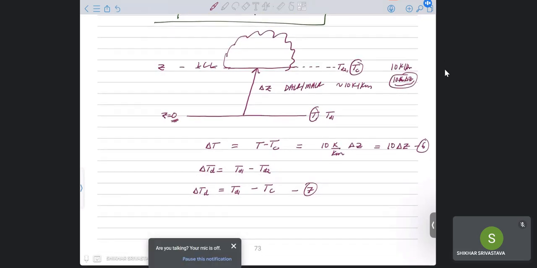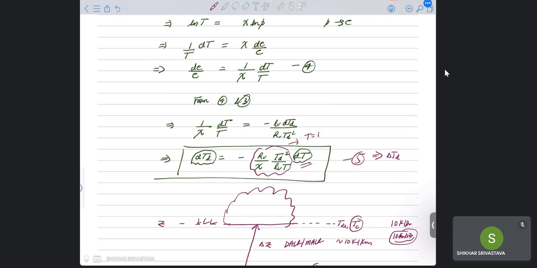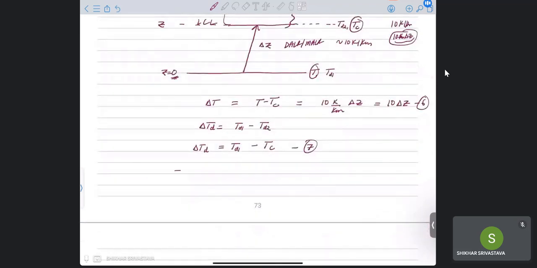Now from equation 3 or from equation 5, we know that for a general case, this value is in general of the order of 1 by 6 of delta T. This is a relation between delta Td and delta T, an approximate relation for general values. So delta Td is 1 by 6 of delta T, where delta T is 10 times delta Z. Okay.